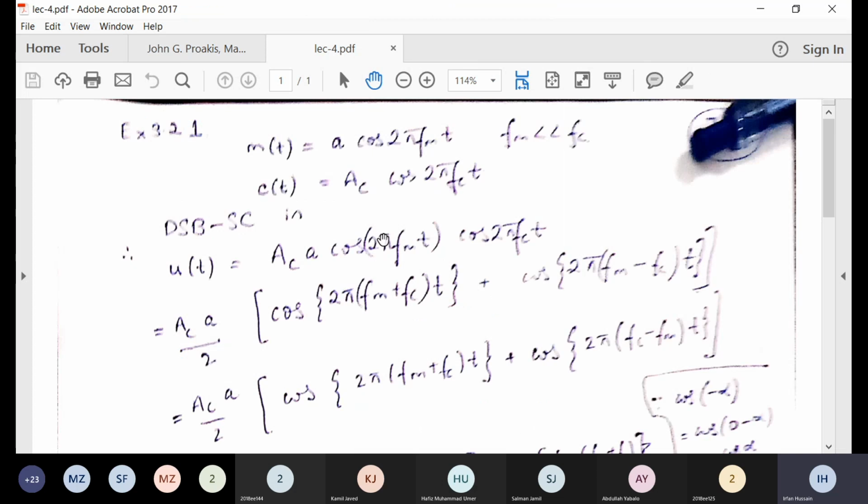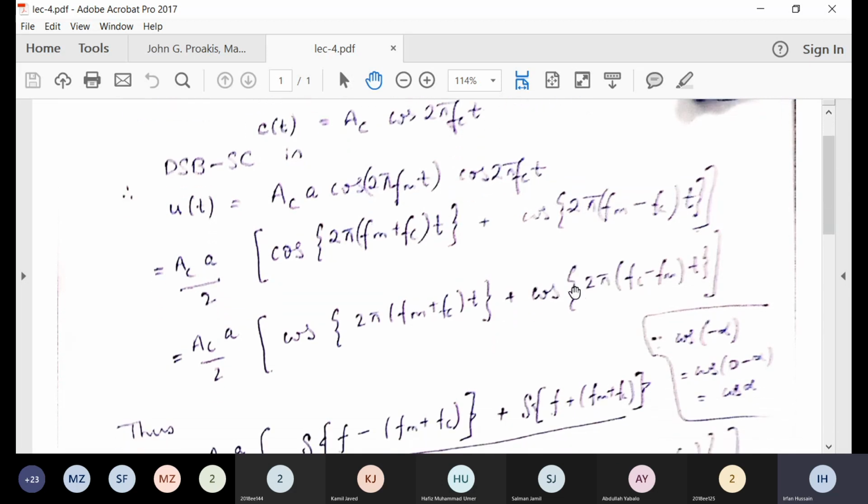Again, some steps are missing, so I will switch to my notes. Again, simple multiplication. I just apply my cosine angle formula: cos alpha plus beta plus cos alpha minus beta, divided by 2, will give me cos alpha cos beta. All right, like this.